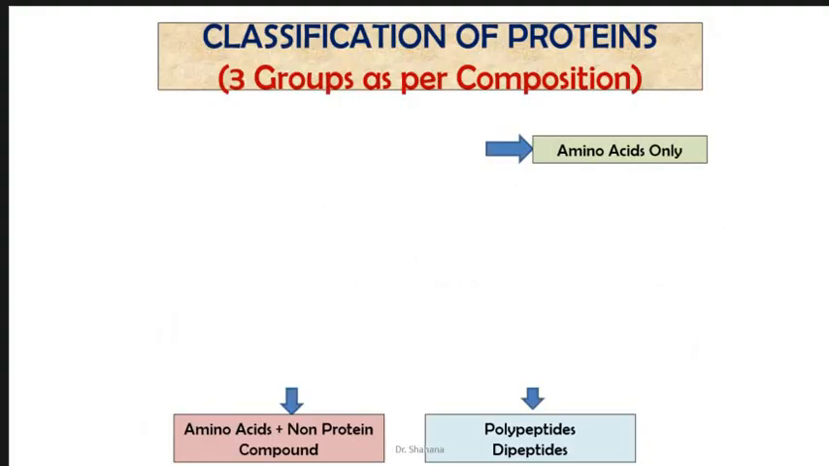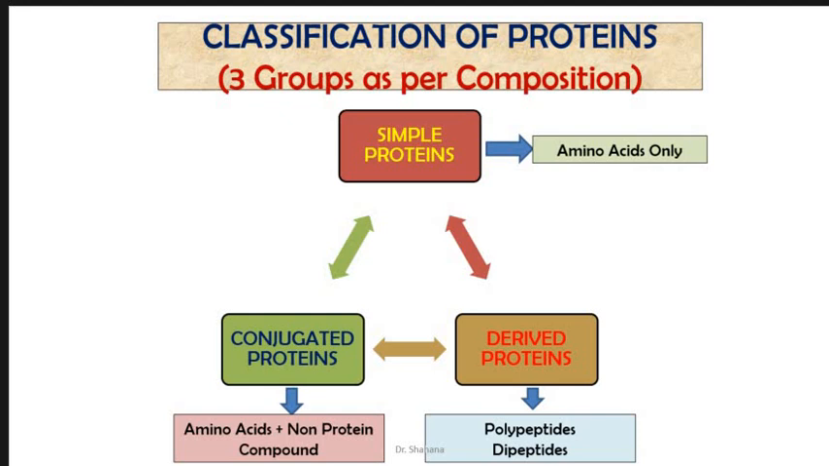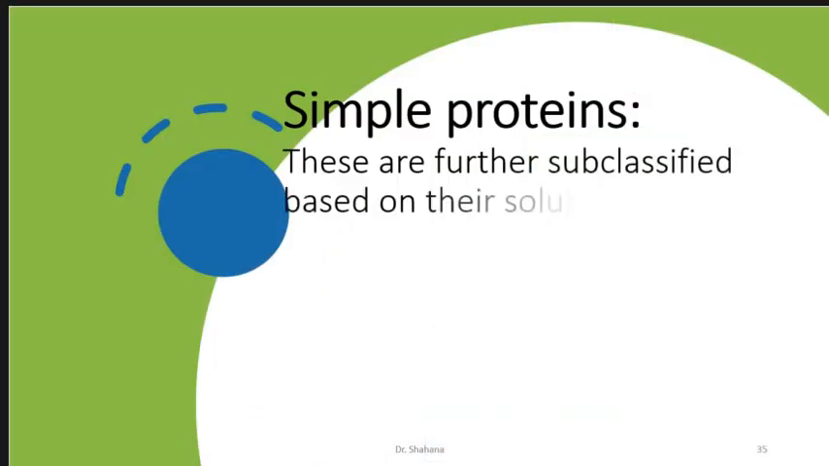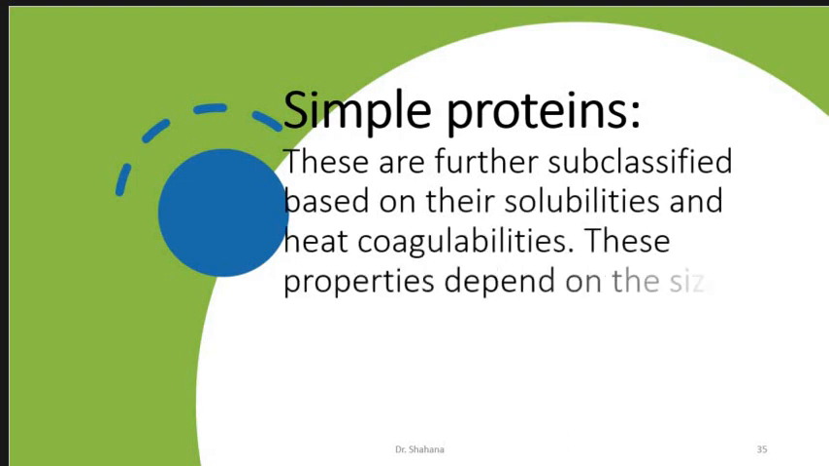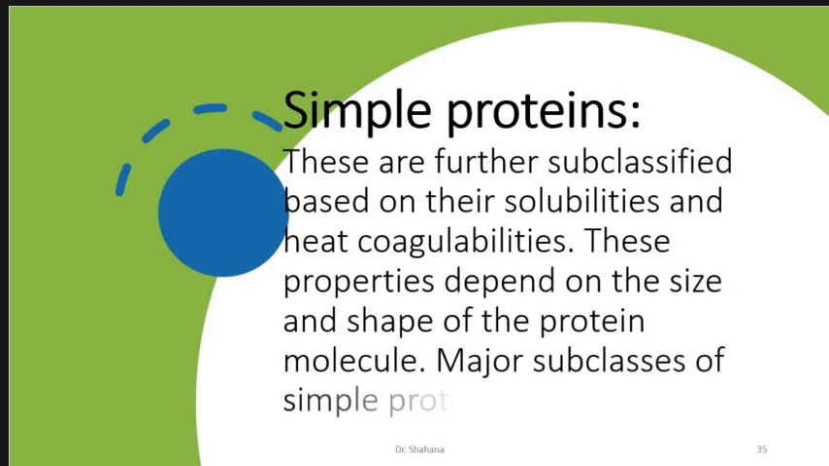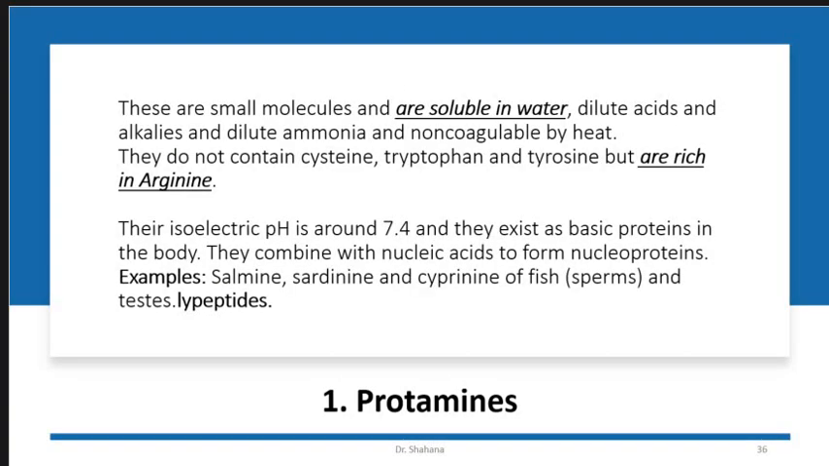Now we will discuss simple proteins in detail. Simple proteins are those proteins that contain amino acids only. These are further classified on the basis of their solubilities and their coagulation by heat. Their properties also depend upon their size and shape. Several subclasses are there. These are as follows. The first class is the protamines. Protamines are small molecules. They are soluble in water, dilute acids and alkalis, and they are also soluble in dilute ammonia.